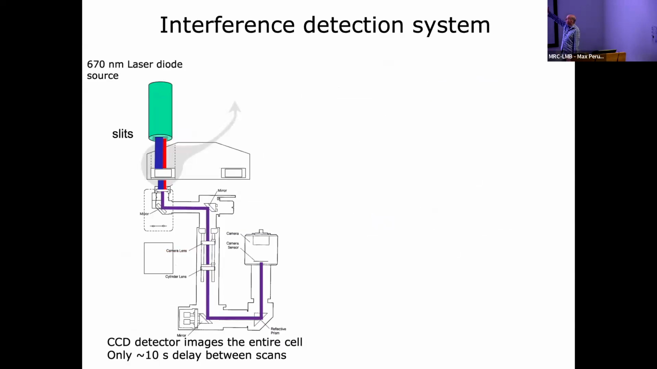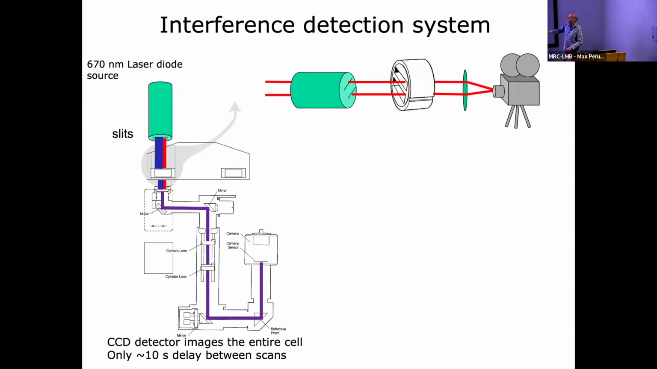We can also use this interference detection system. We've got a laser here that's going to fire. It's got 2 slits, and it's going to fire through both the sample and the reference. Then we're going to image everything down at the bottom, and that's going to take pictures, one picture of the whole cell rather than having to scan. The camera system then takes the light beams from the reference and the sample, combines them, and has a look at it.